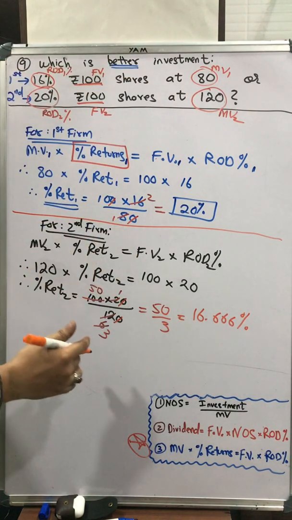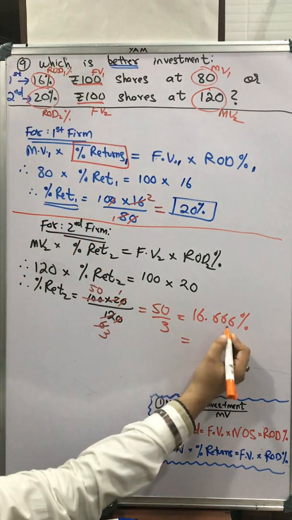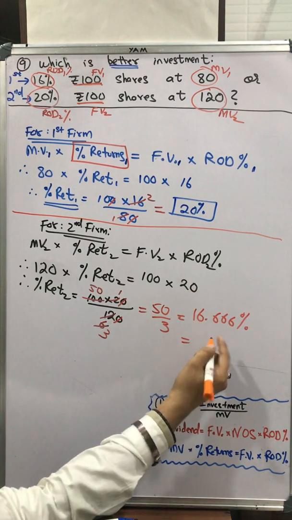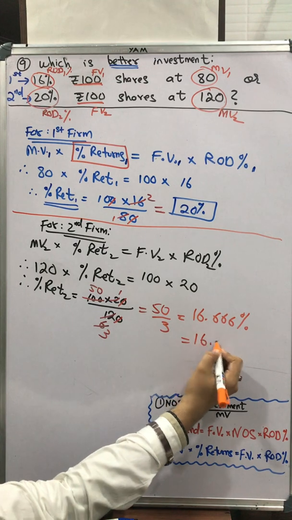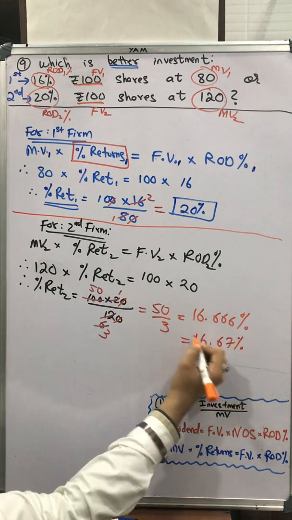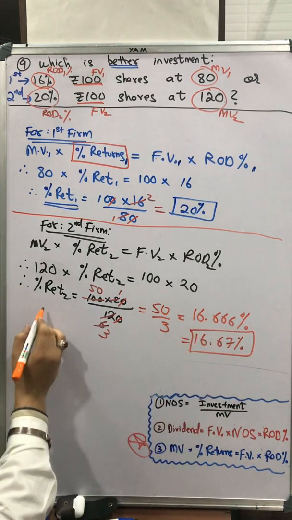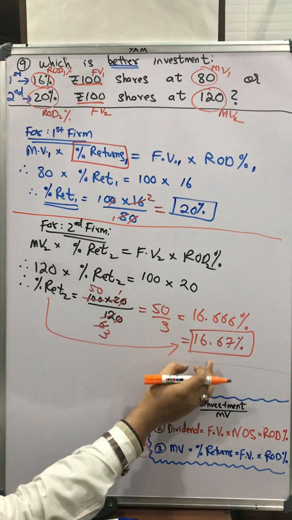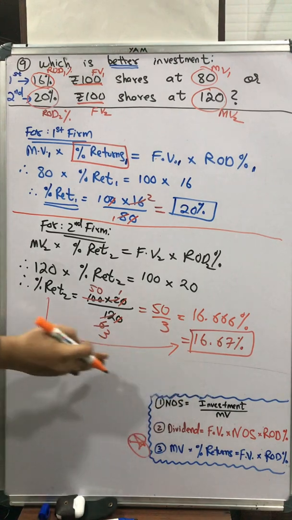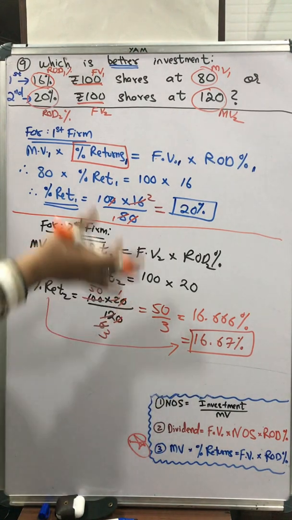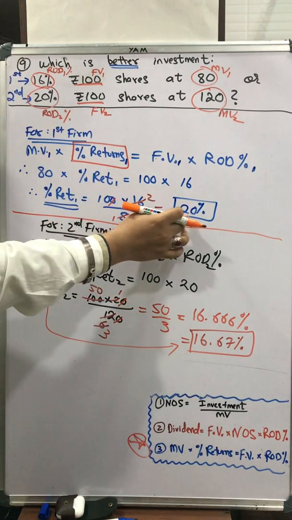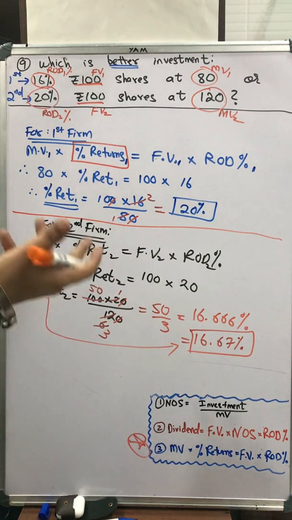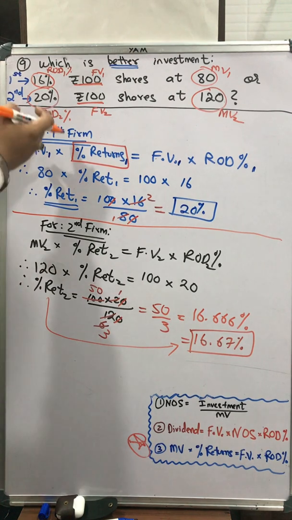If I approximate, the third digit is 5 or more than 5. Here we have 6, it's more than 5, so I can approximate. It will be 16.67%. So can I say, students, the percentage of returns for the second firm is 16.67%, and percentage of returns for the first firm is 20%. So which is the better firm for the better gains? Of course, the first firm.